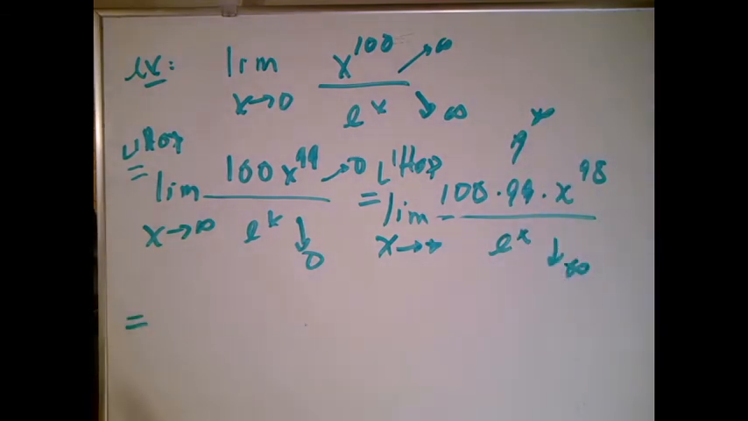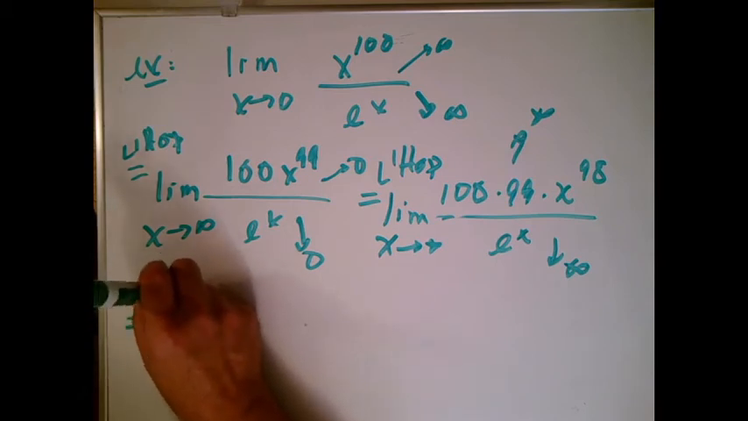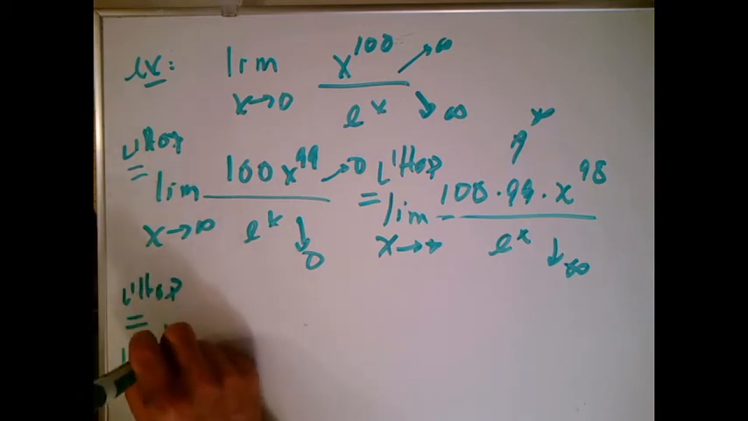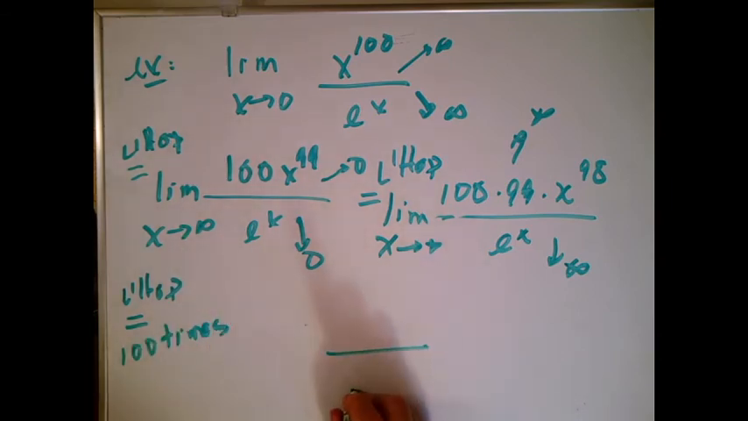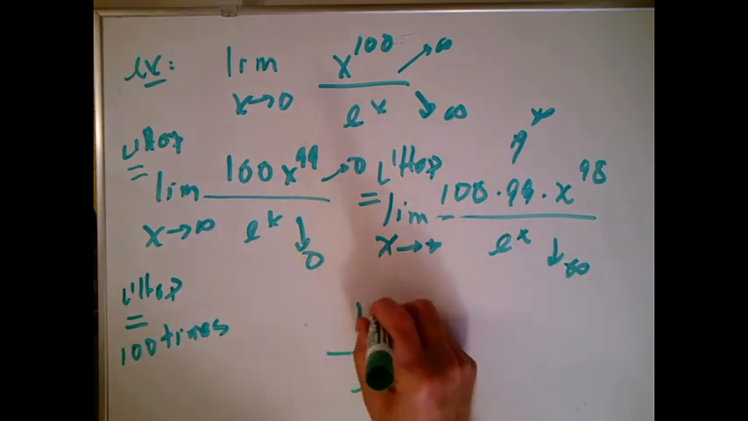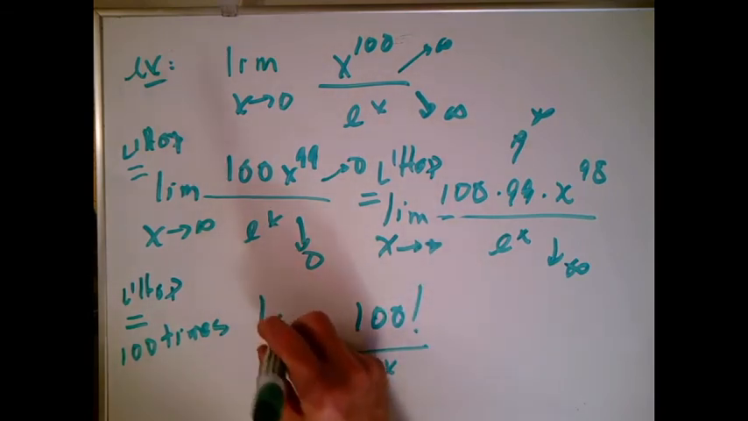Now it's like, well, I'm not going to do this anymore, but the thing about it is, if we did this 100 times, so I'm just going to write L hop, and down here I'll put 100 times. The bottom will still be e to the x. If I take 100 derivatives of the top, there's no more x's left. What I have is 100 times 99 times 98 times 97 times 96, all the way down to 1. When you took your algebra class, you learned that that's actually called 100 factorial, and we're supposed to take the limit all over again.